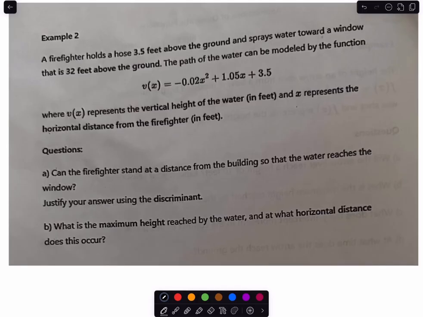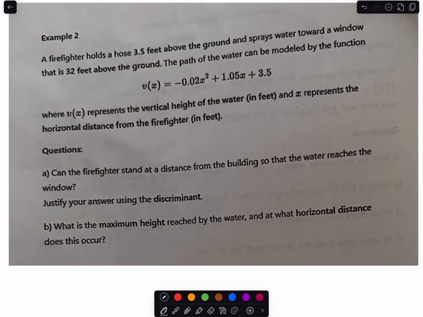It says, a firefighter holds a hose 3.5 feet above the ground and sprays water towards a window that is 32 feet above the ground. The path of the water can be modeled by this function, where the function represents the vertical height of the water in feet, and x represents the horizontal distance from the firefighter in feet. Can the firefighter stand at a distance from the building until the water reaches the window, using the discriminant? What is the maximum height reached by the water, and at what horizontal distance does this occur?